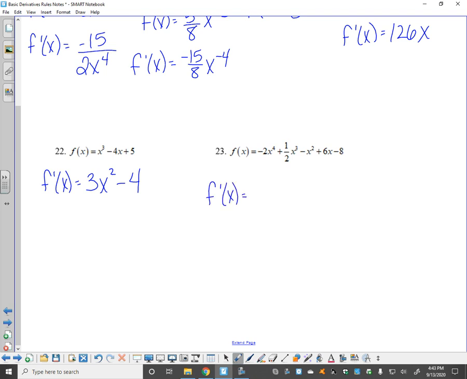And if you want to pause this and try this problem and then hit play and see if you get it right, that would be great. So let's see, negative 8x cubed plus, bring the power down, that'd be 3/2 x squared minus 2x to the first plus 6, and the 8 goes to a 0.